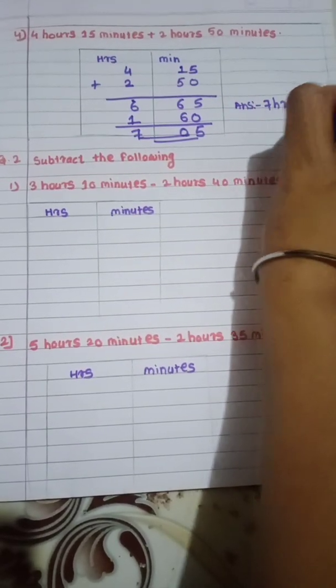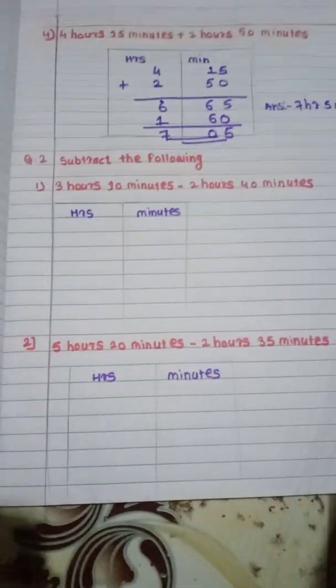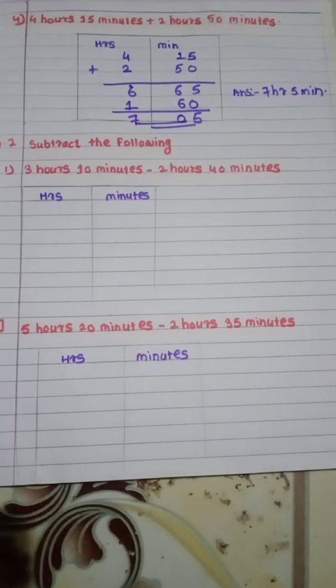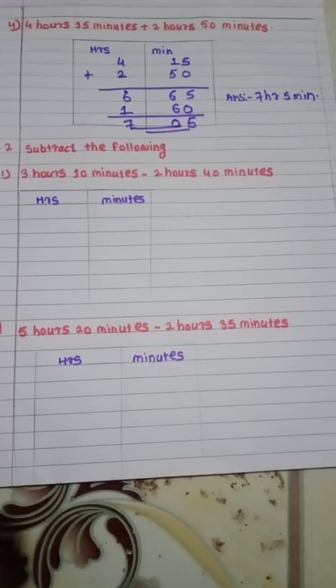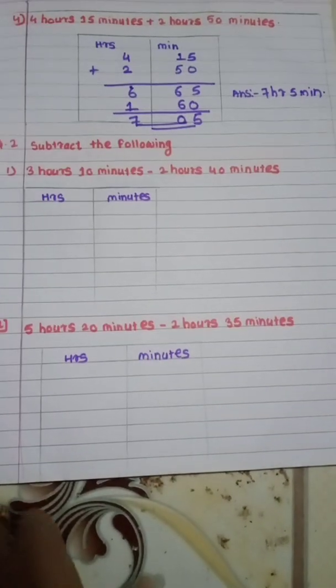7 hours 5 minutes. Okay students, understood how to do the addition. Now we will do the subtraction. Question number 2, subtract the following. Let's see how to do the subtractions.